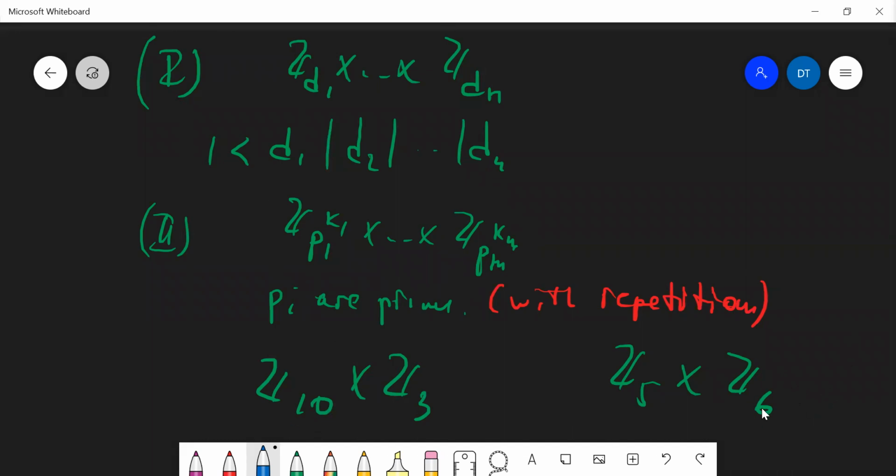The same happens here. 5 doesn't divide 6, 6 doesn't divide 5, and 6 is not a power of a prime. So they are not presented in the first or the second form. So let's rewrite them in the second form. It's easier to rewrite every group first in the second form. So how do you do this?